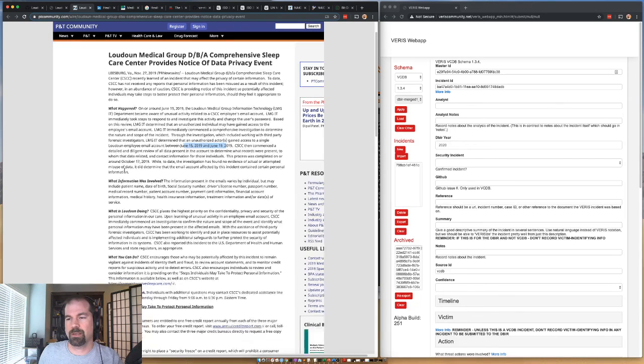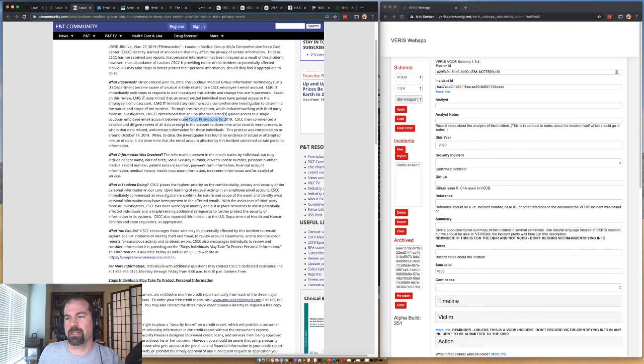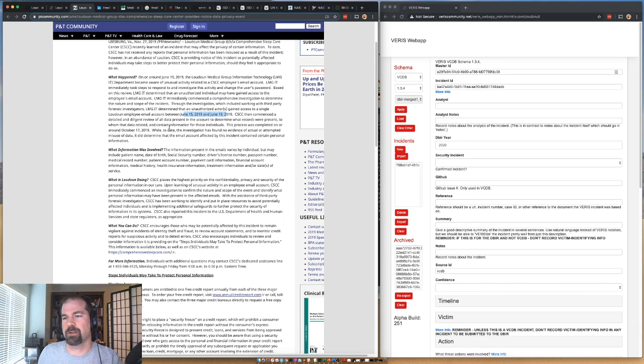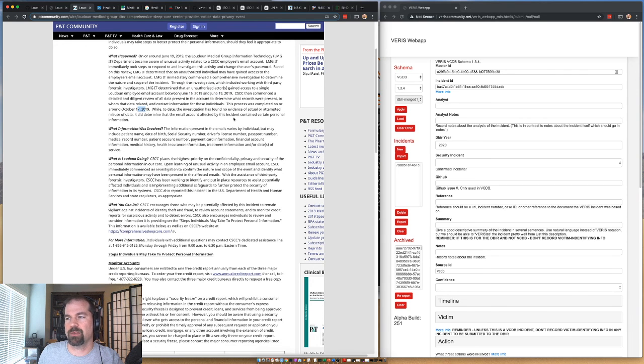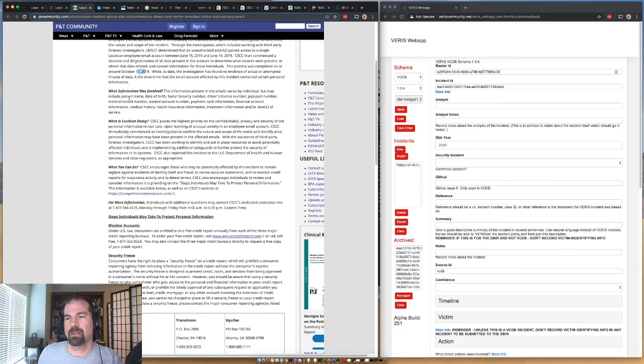They commenced a detailed and diligent review of all the data present in the account to determine which records are present. The process was completed October 17th. They found no evidence of actual or attempted misuse of the data. See, so they don't tell us what happened, and very likely it was phishing, but we'll code an unknown action at the beginning of this because it doesn't say. So, okay.